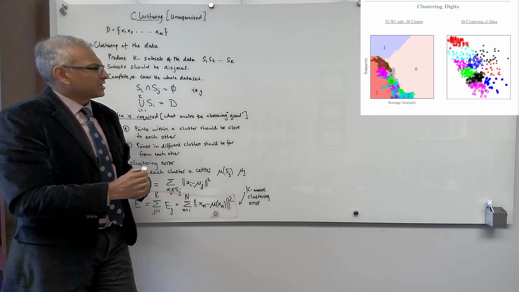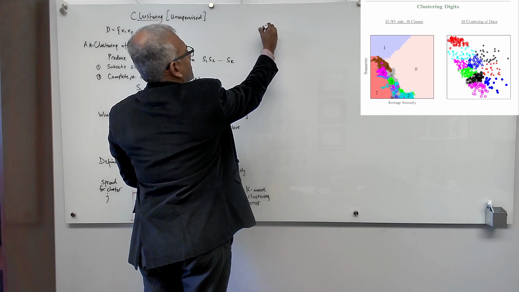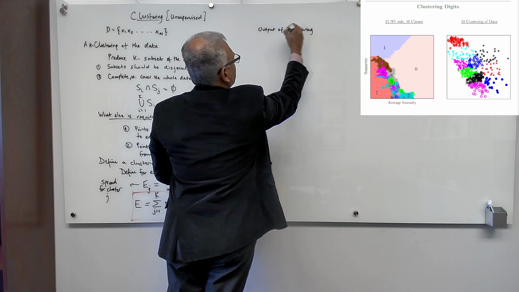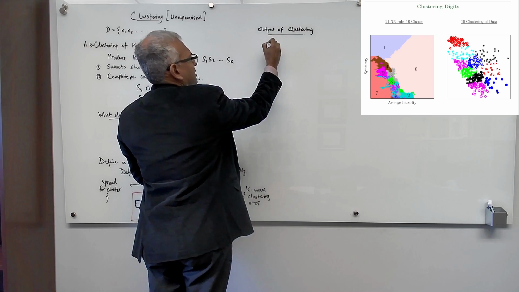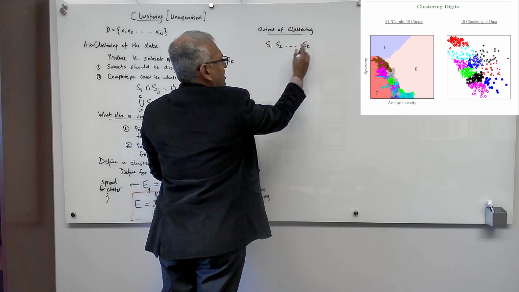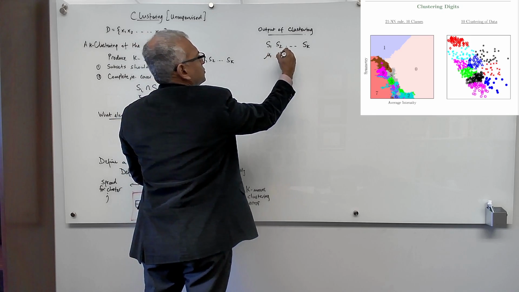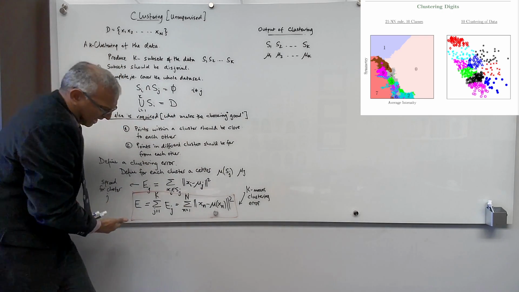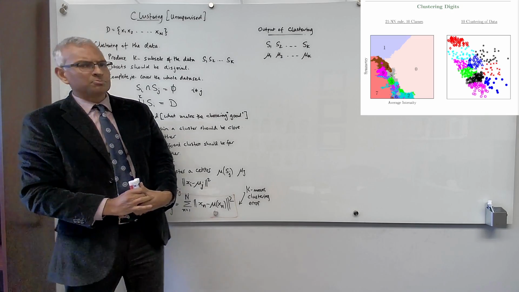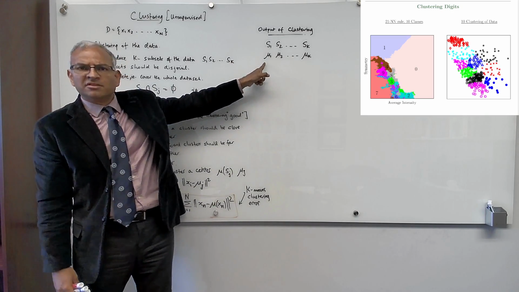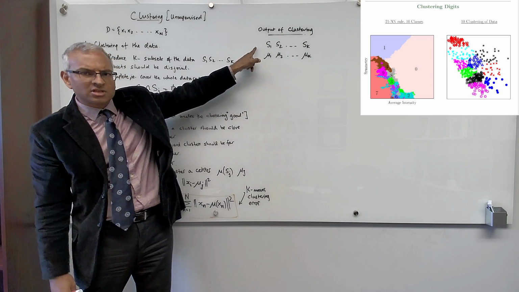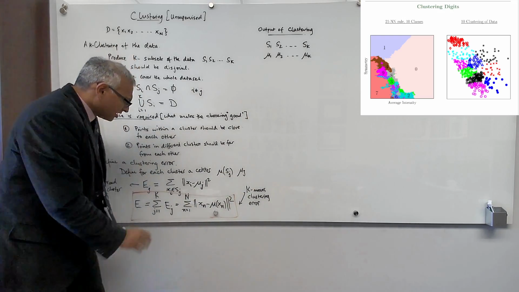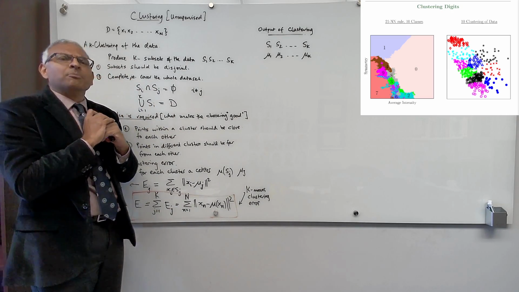So we could take the output of clustering to be exactly the subsets S1, S2 up to Sk and the corresponding means mu1, mu2 up to mu k. Go minimize this nice simple error metric, and output for me the subsets and the centers of those clusters. The subsets are called the clusters, and the centers of the clusters are the cluster centers. Unfortunately, it turns out that this problem is very, very hard to solve computationally.